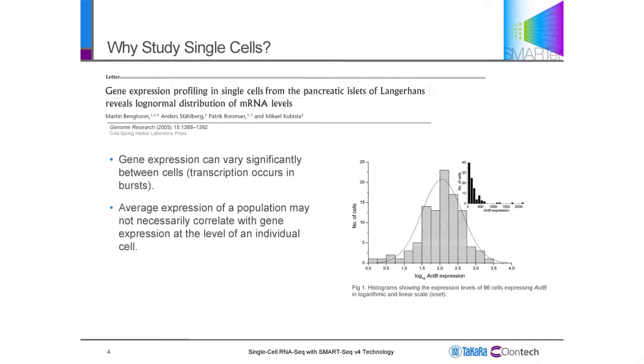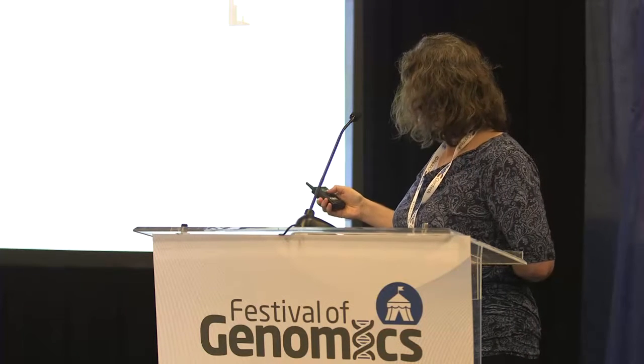So what we're showing here is a histogram of cells, single cells, and we're looking at the expression of actin, what is usually considered a housekeeping gene, and this is on a log base 10 scale. So we can see that even the expression of actin varies by about a 4-fold order of magnitude for single cells.